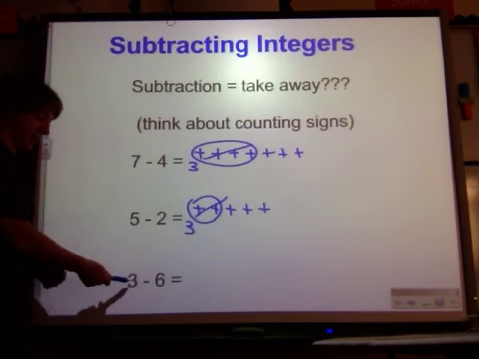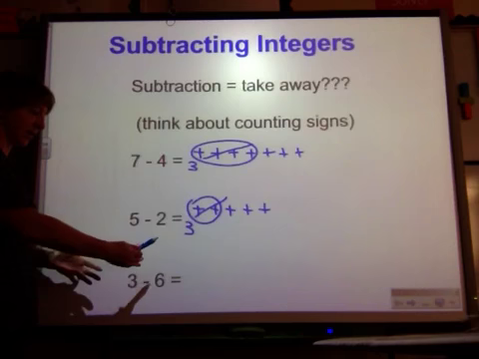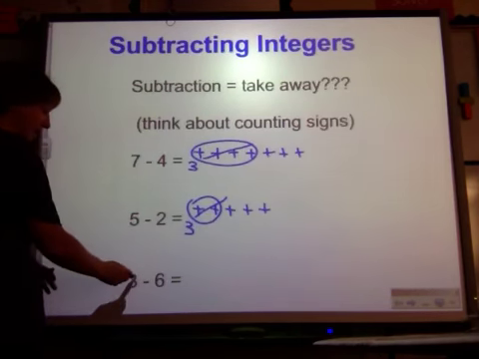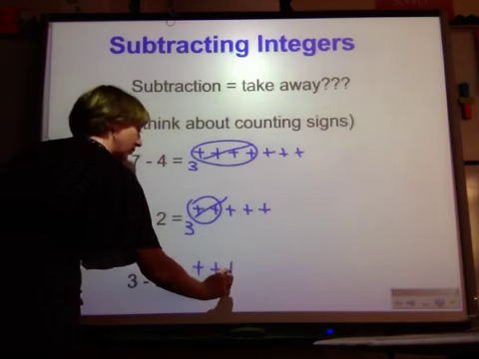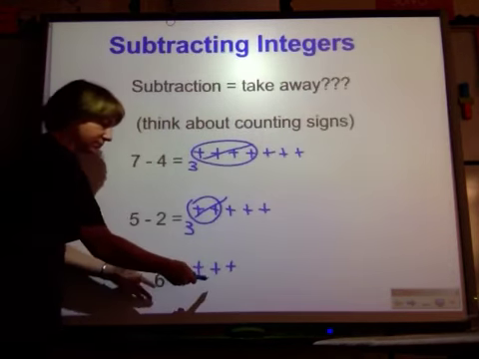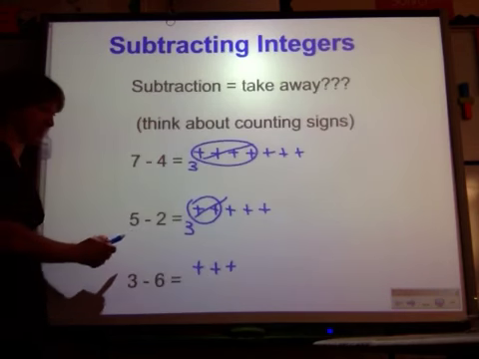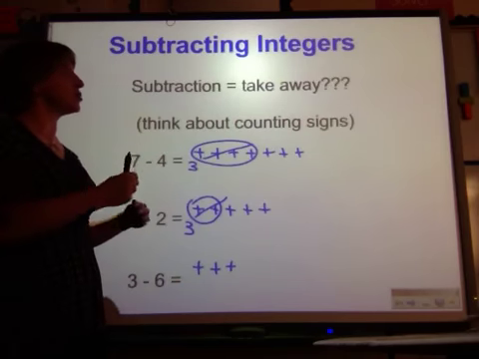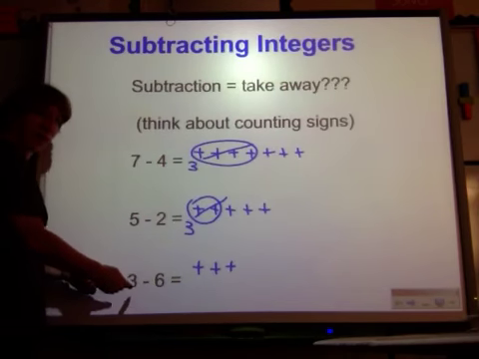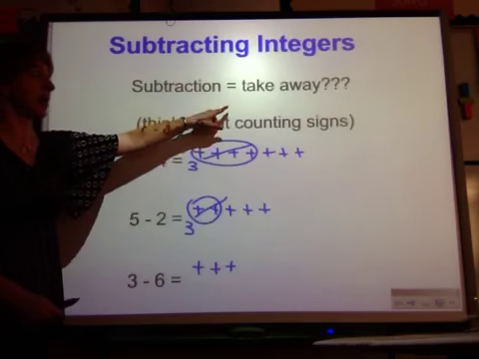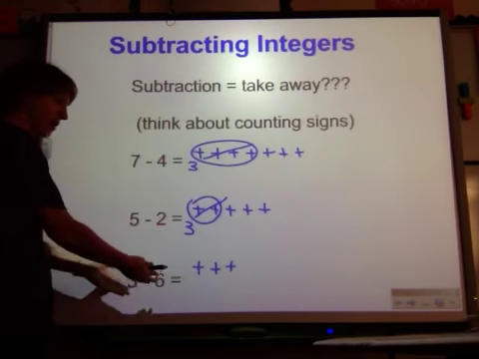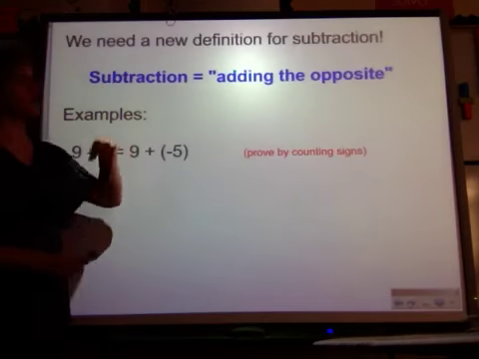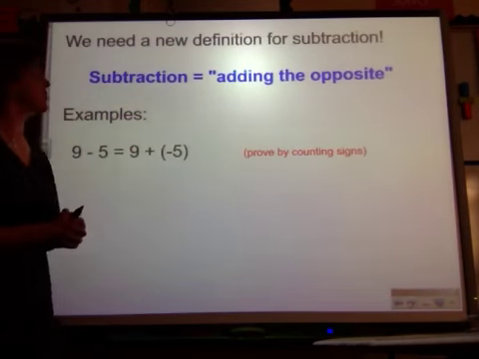But when I get down to a problem like the next one, 3 take away 6, 3 minus 6, 3 subtract 6, lots of different ways you could say it, I start off with 3 positives. 1, 2, 3. Then it says take away 6. I have a problem. I can't take away 6 because I don't have 6 to take away. So what happens in math is when we start to progress into more difficult problems like this one, we can't really think about takeaway for our definition of subtraction because we can't do it. So we need to come up with a new definition for subtraction. And that's what I'm going to share with you today.